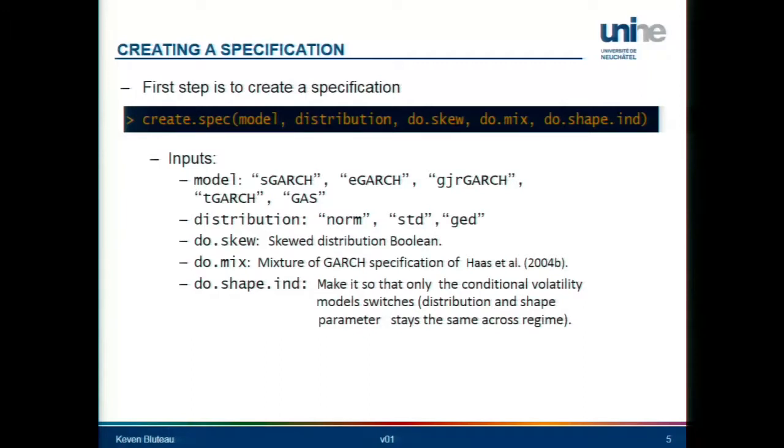So the first step is, of course, to create a specification. You have the input models, a distribution, do.skew, which is a Boolean indicating whether you want your distribution to be skewed, and do.mix, which asks whether you want a Markov switching effect or a mixture effect, which is kind of the same, except we constrain the transition matrix such that we only get a mixture effect and not a Markov switching effect. And do.shape.ind asks whether we want only the conditional volatility process to switch in time, or also the shape parameter of the distribution to change as well.